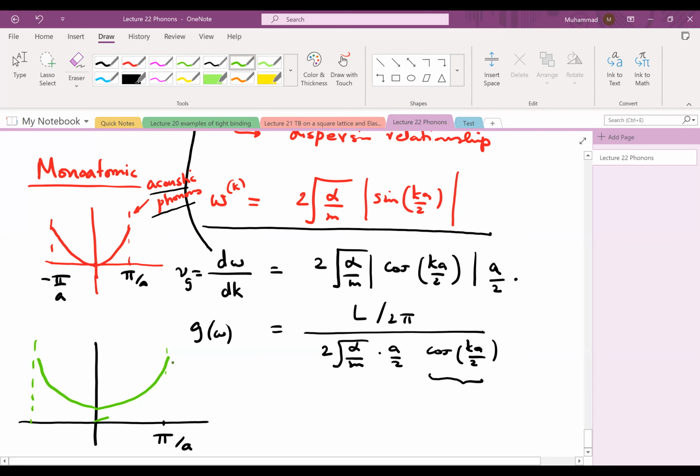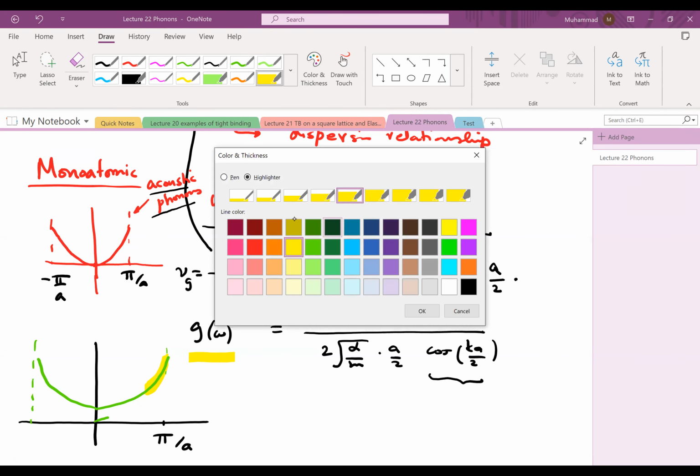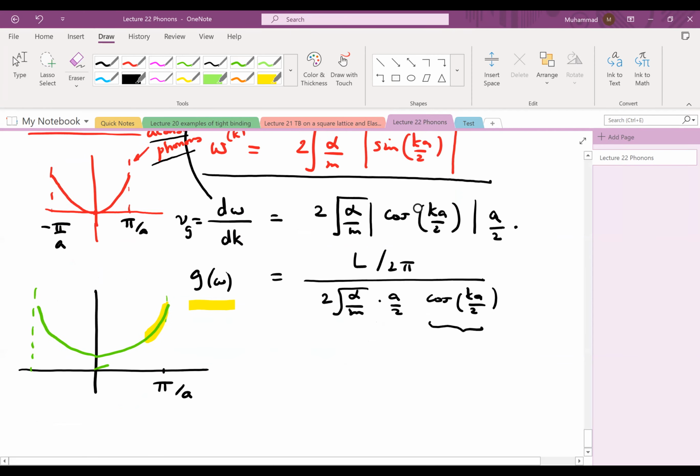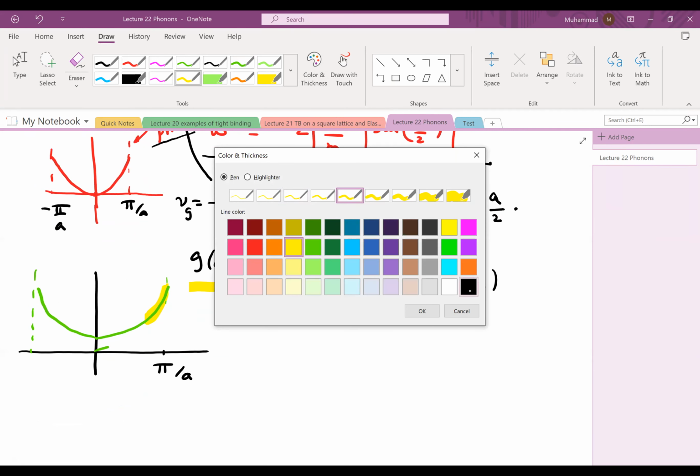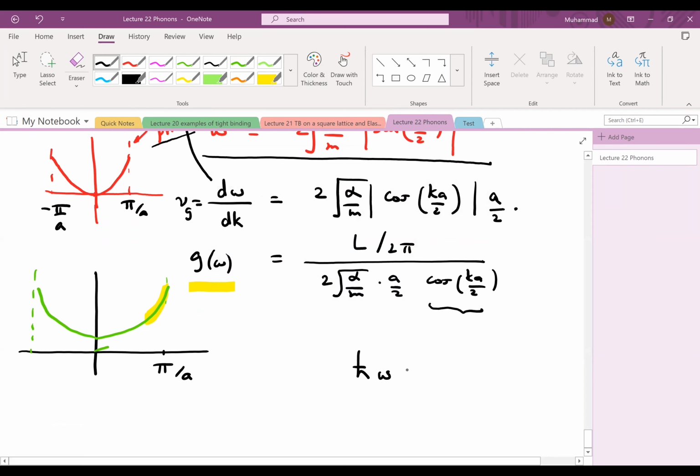The density of states is not constant. There are more modes with a value of k closer to the zone boundaries. And in order to find the energies, what we would need to do is look at the energy of the omega mode, which is h bar omega, multiply this with the density of modes, multiply this with the occupancy factor, and sum over all omegas. This will give me the total energy of the system.